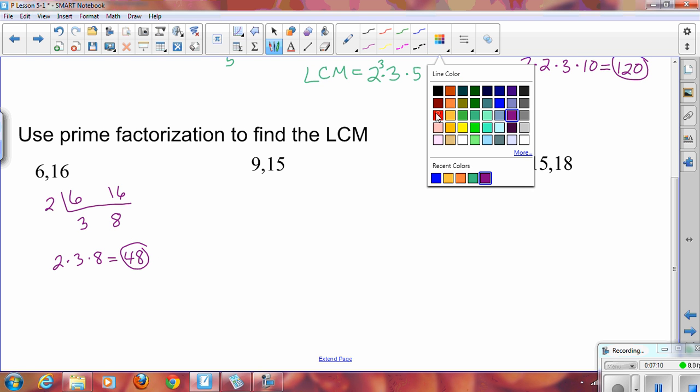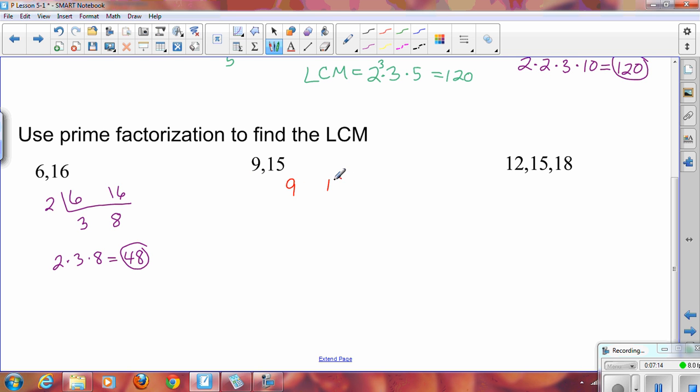Okay. 9 and 15. They are not both even. In fact, neither of them are even, but they are both divisible by 3. That leaves us 3 here and 5 here. 3 and 5 have no common factors, so we're done. That's 3 times 3 times 5. 3 times 3 is 9. 9 times 5 is 45.